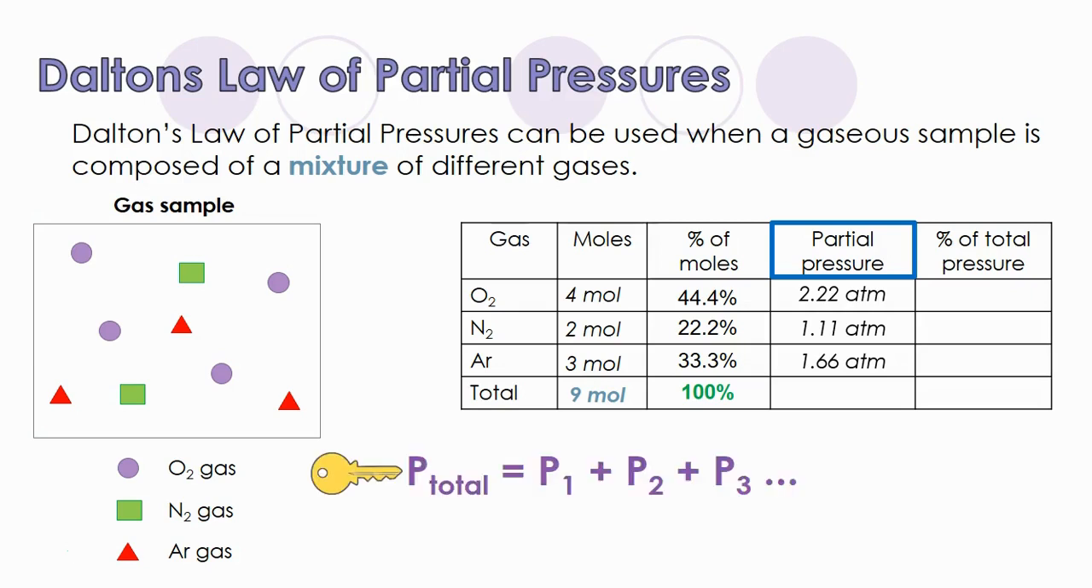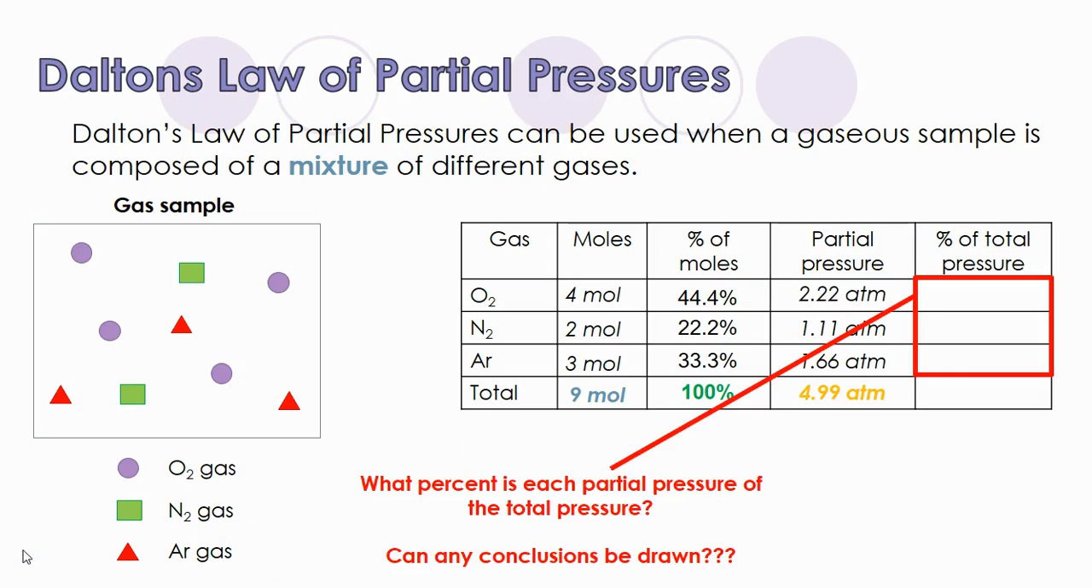When you add all of these partial pressures together, Dalton's law says, using the partial pressures of each of these gases, you can add them together to figure out our total pressure. So in order to figure out our total pressure, we're just going to add the partial pressure of oxygen, nitrogen, and argon together to get a total pressure of 4.99 atm.